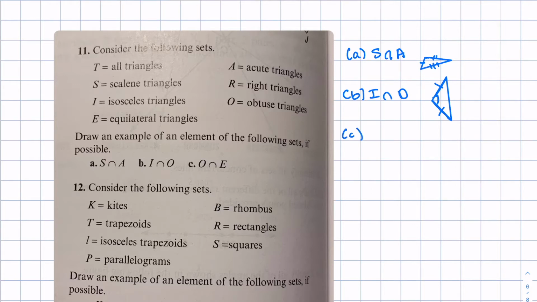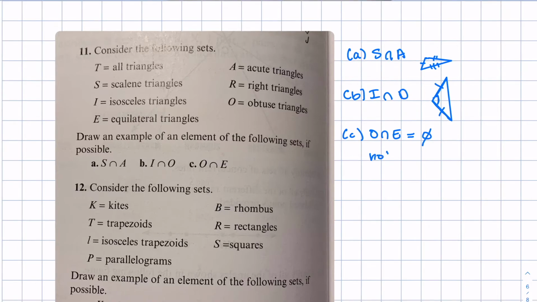Okay, and for example C, they want us to look at O intersect E. So this means we want an obtuse triangle, so again, something where one of the angles is larger than 90 degrees, that is also equilateral. So notice the directions say draw an element of this if possible. And here's one that I think is not possible. This is the empty set, is one way of writing it. This is not possible.